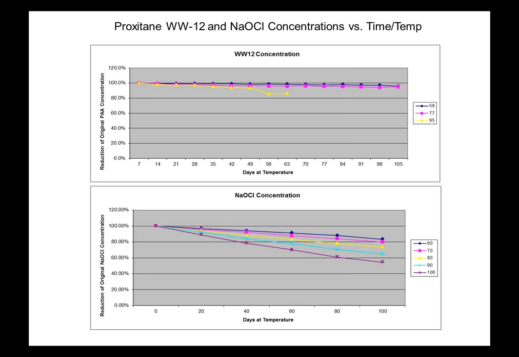All right, the next slide I talk about the PA concentrations over time and temperature. You'll see on the top graph that at 59 degrees and 77 degrees, you see very, very little degradation of the product. What does degrade is the oxygen off the peroxide. Again, that shifts the equilibrium. So if you test PA, you'll see the PA drop because of that, not because of PA degradation.